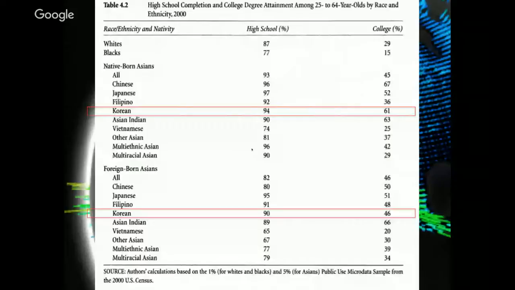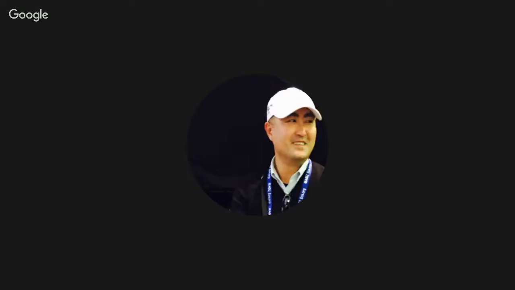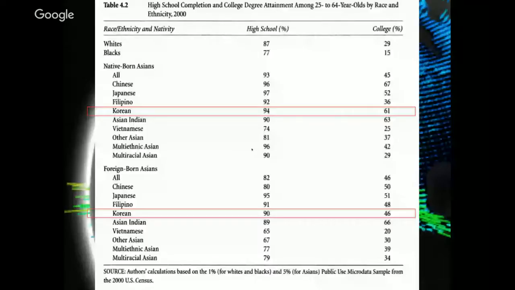By looking at this data, I saw that, holy cow, Koreans are graduating high school at 94% in 2000, from census data here. And they're graduating from college at 61%. That's pretty high. And foreign-born Asians, 90%. Just really fantastic numbers that I had a complete misconception about. Here I was thinking that all these Koreans out there like me were struggling, they weren't doing well in school, and I was kind of an outlier. I was only comparing my internal data, and I wasn't looking at global data yet.